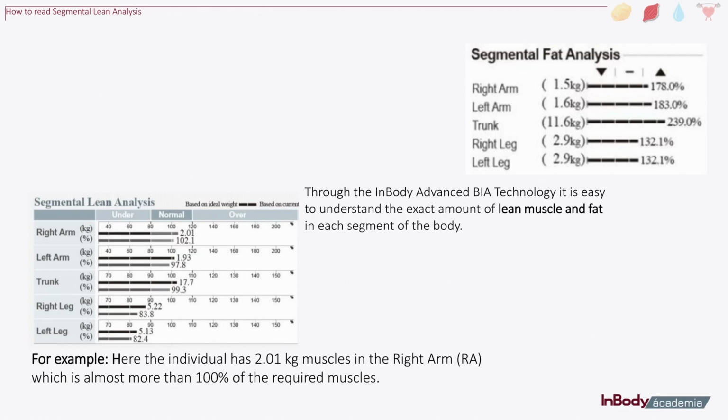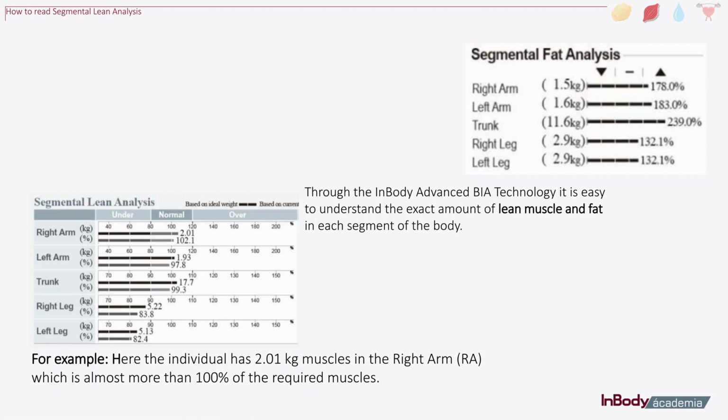In case you see that the muscles are under in a specific body region, then more focus has to be given to muscle development in that region. In the segmental analysis, you'll see that the muscles are initially given in kgs, and also how much percent of muscle mass that accounts for. If you look at the infographic, you'll understand that in this example, the person has 2.01 kg muscles in the right arm, which is accounting to 102% of muscle requirement.